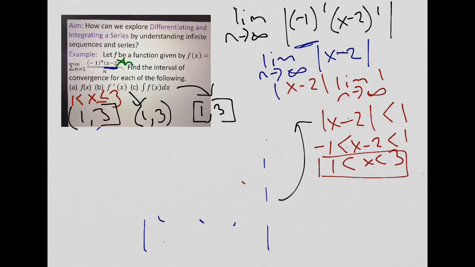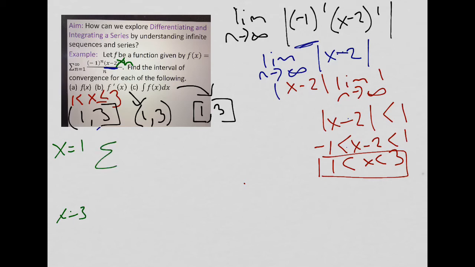All right, so let's do that. We want to plug in 1 and plug in 3 into our summation. So remember, it's just that one expression, negative 1 to the n power times x minus 2 to the n minus 1 power. I left a little space for where the x is because we want to plug in a 1. And let's finish writing our summation.